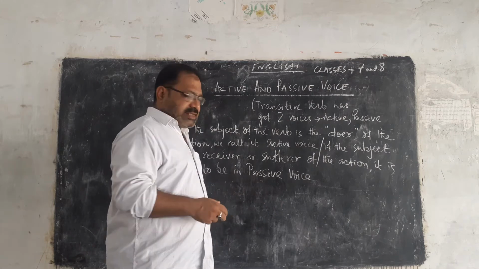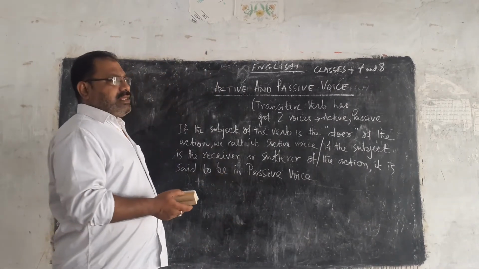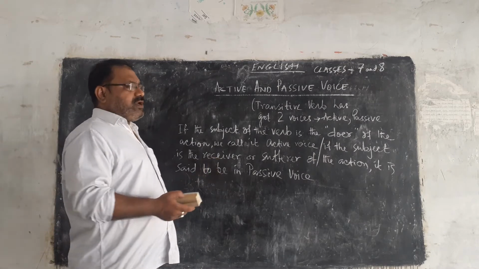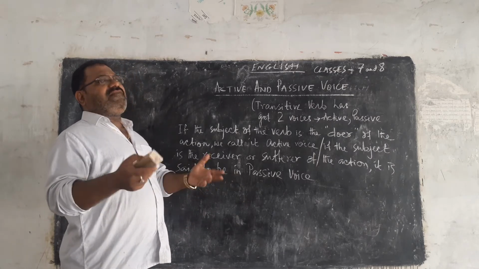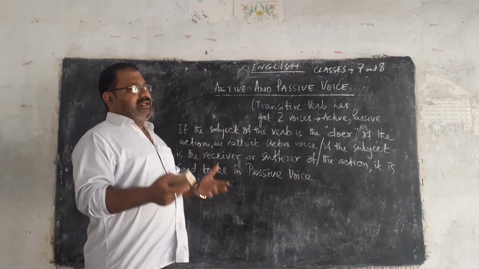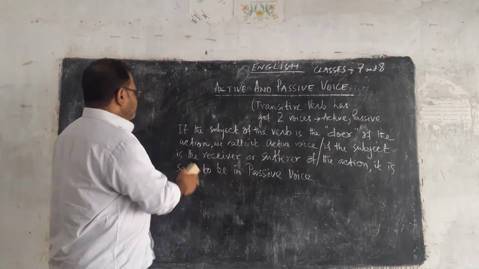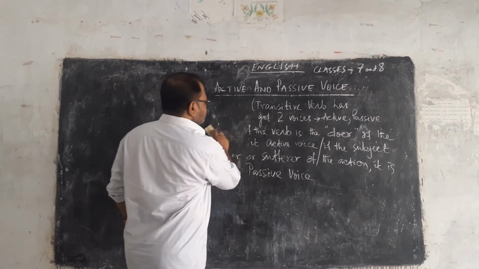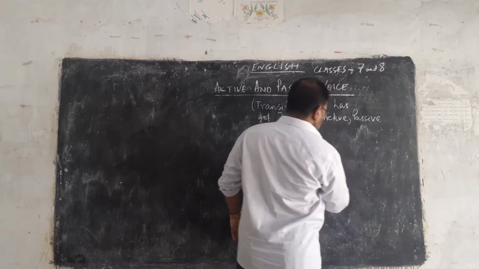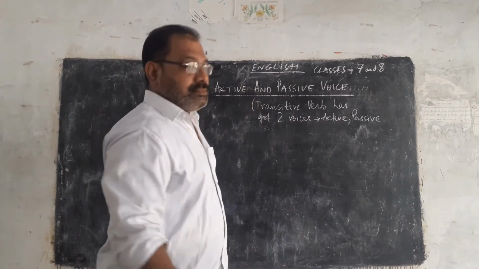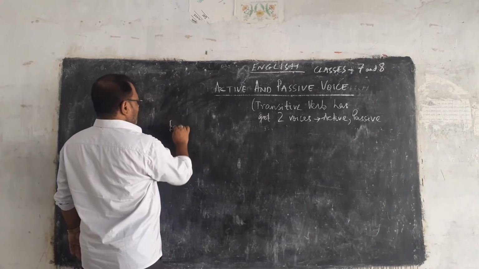Now I will give you an example. I will demonstrate how to understand whether the subject of the verb is doing an action, how you will identify whether a sentence is in active voice or passive voice. That means the voice of the verb. See, example. Follow me.